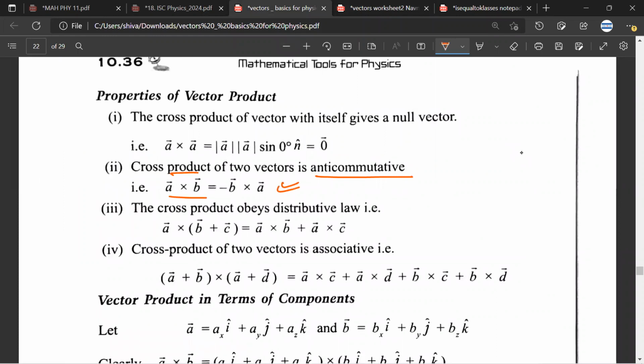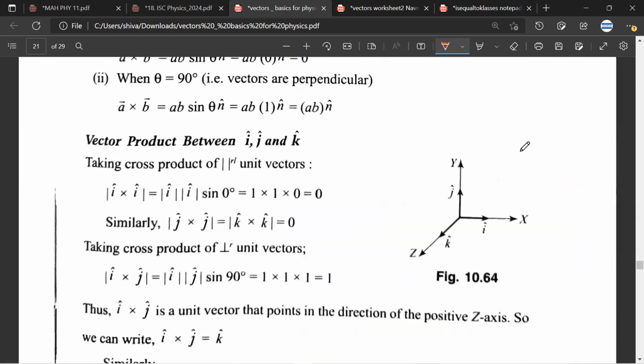Am I clear? Yeah. Cross product obeys the distributive law. So A cross (B plus C) can be written as A cross B plus A cross C. Am I clear? Yes. It is associative also, but you won't be using this much. But one thing that we can discuss is, because that might be used in a few numericals.